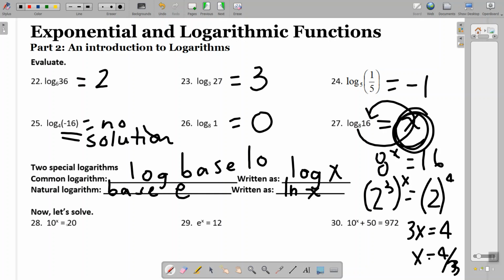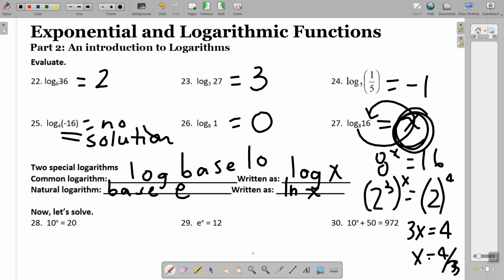Okay, now we've got a couple of examples here. I want to look at a couple of these real quick, and then we'll move on in just a minute to another video. But I'm just going to do 28 right now. 10 to the x equals 20. We said that our last strategy was to rename both sides with the same base. Well, there is no base that both 10 and 20 can be written with.